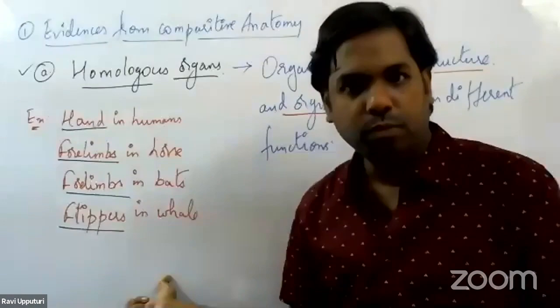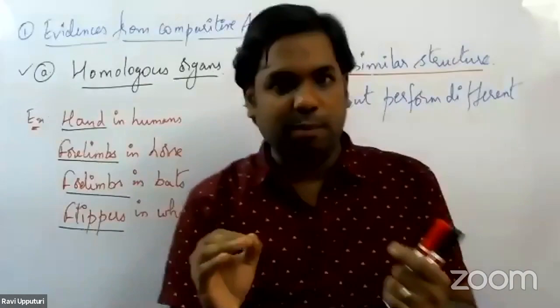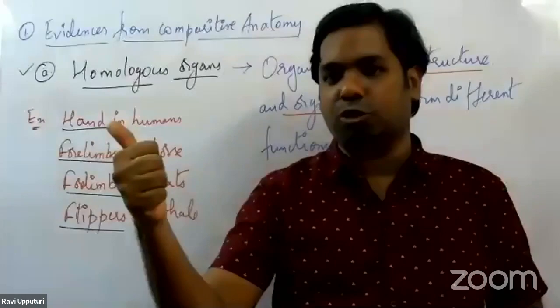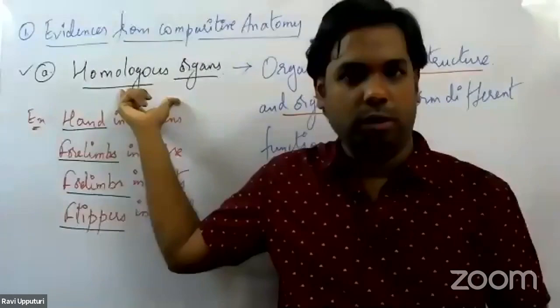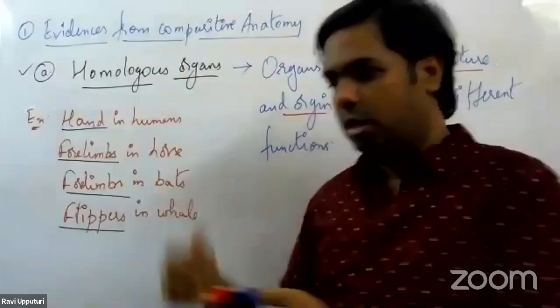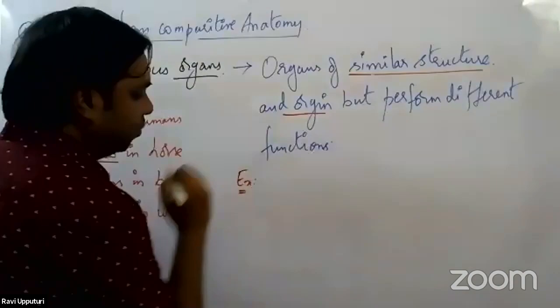So what you need to remember here with regards to homologous organs: any organs, if they have similar structure, which are of the same origin, but they perform different functions, such type of organs are referred to as homologous organs, right? So this is one of the examples what we can give in case of animals. Similarly, one more example we can take in case of plants, right? So the example in case of plants, what we can take is, we can talk about tubers, right?